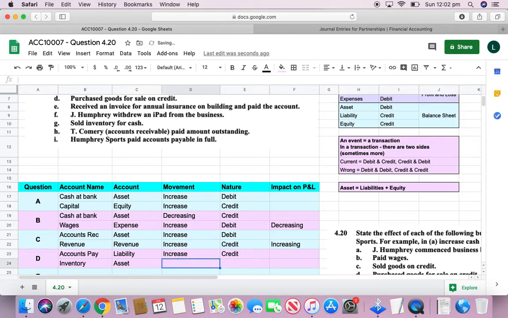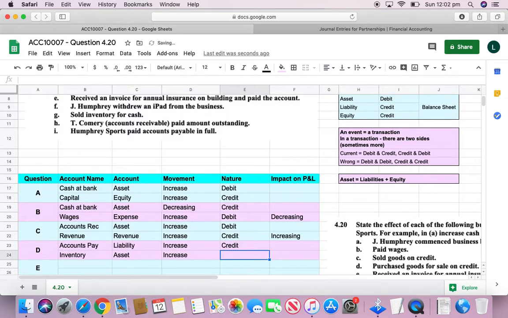So inventory is increasing, asset, so we write increase here. An asset is debit nature, so it's a debit. Are we having any impact to the P&L? No, because we've got no revenue or expenses. So number E. Let's have a look at this one.